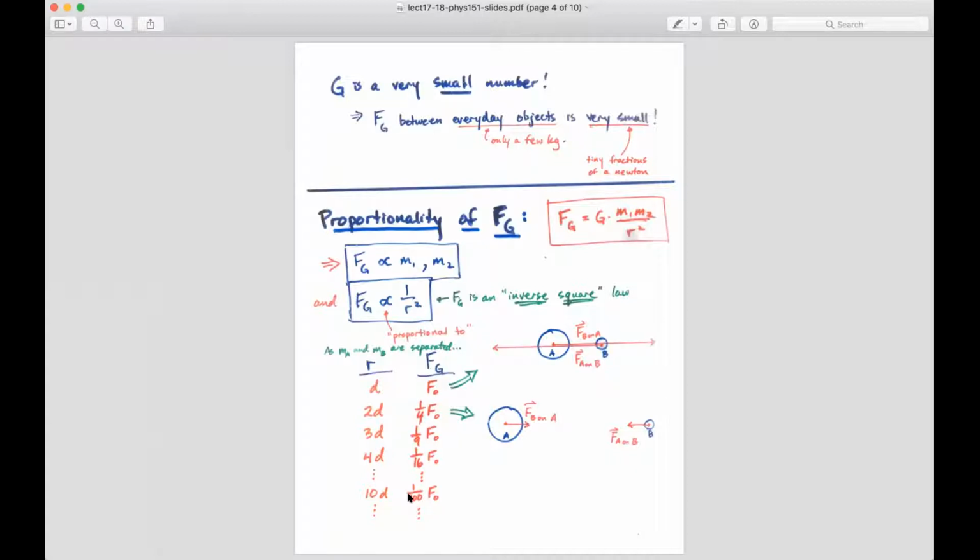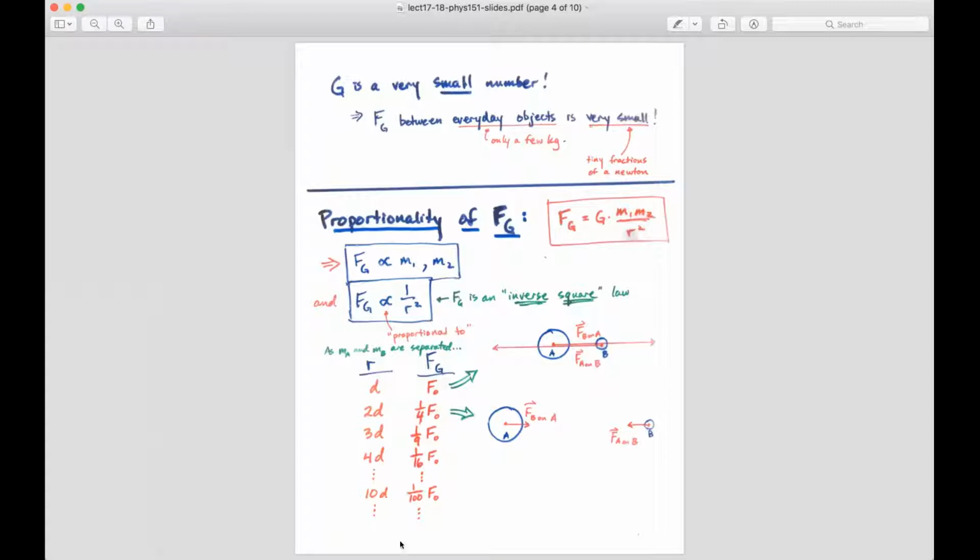This shows up in nature in a lot of other ways as well. If we have a point source of light or a point source of sound, then the intensity of that light or sound will drop off as 1 over the distance squared. So if you get 3 times farther away, that light will appear to be 1/9 as bright.